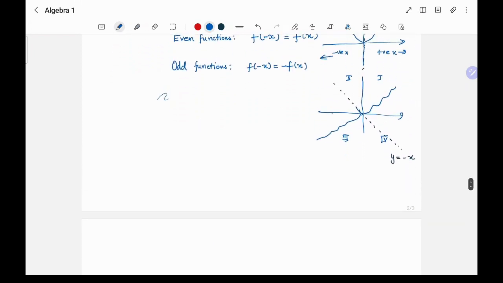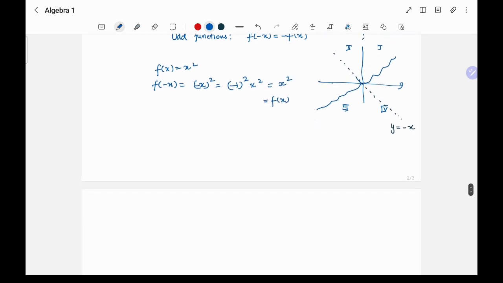To see some examples, f of x equal to x square. What will be f of minus x here? Minus x whole square, which is nothing but minus 1 square into x square. Minus 1 square is nothing but 1, so it is x square itself. So this is equal to f of x. Hence it is an even function. For an odd function, f of x equal to x itself. So f of minus x is equal to minus x, which is nothing but minus f of x.